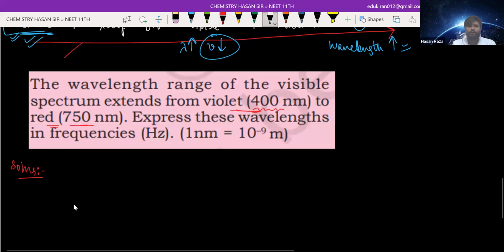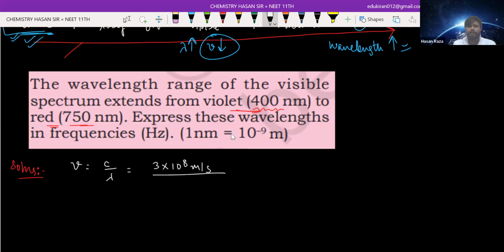In order to express this wavelength in frequency, nu is equal to what? c by lambda. c is what? I already told you, 3 into 10 raised to the power 8 meter per second. And lambda is given in nanometer, and since c is in meter per second, you are going to convert this into meters.